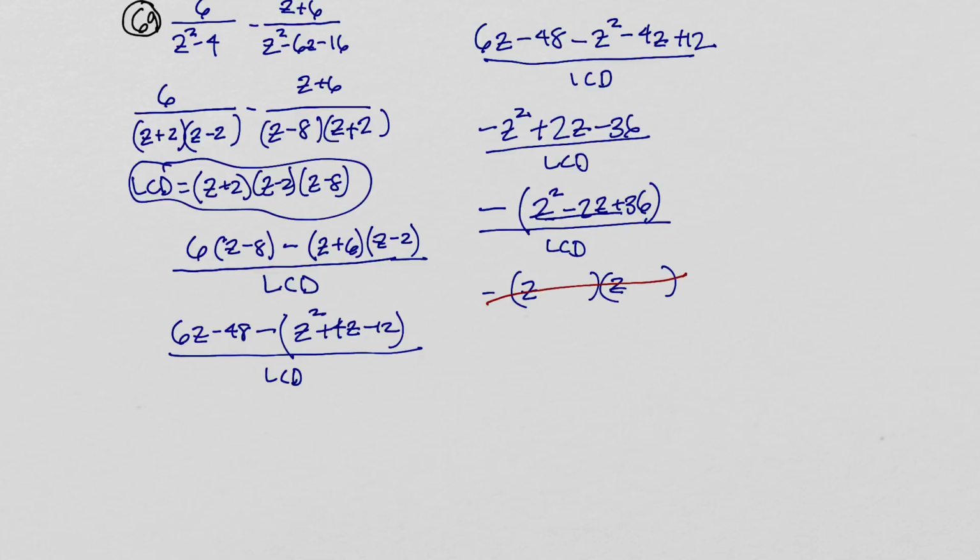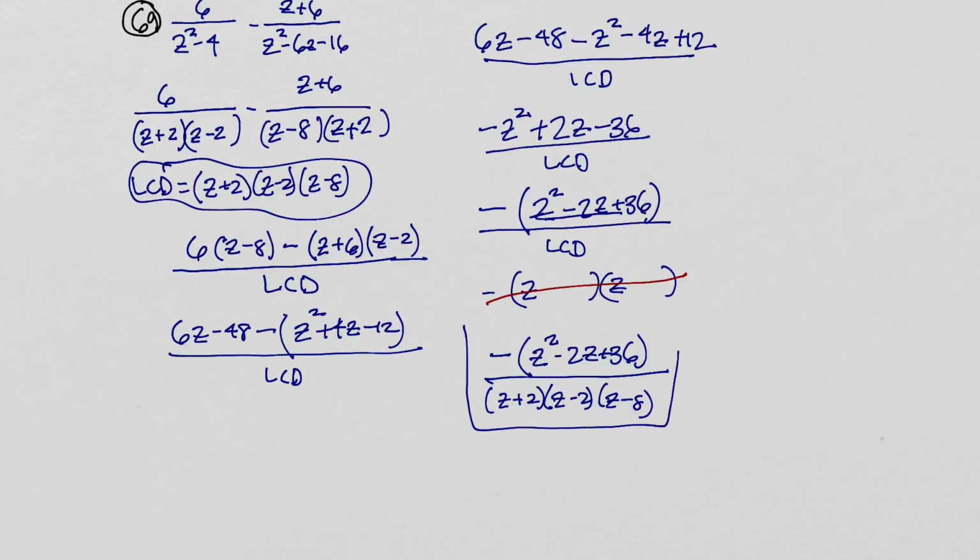So I'm going to rewrite this now as, I'm going to claim now that this is our solution. So negative the quantity, z squared minus 2z plus 36, close it, over the LCD. And I'm actually going to write the LCD now because I think I'm done. So it's going to be z plus 2, z minus 2, and z minus 8. Okay, this works just fine. Or in fact, you could have left it up here. Actually right here. We could have left it like that. So I'll just do that.